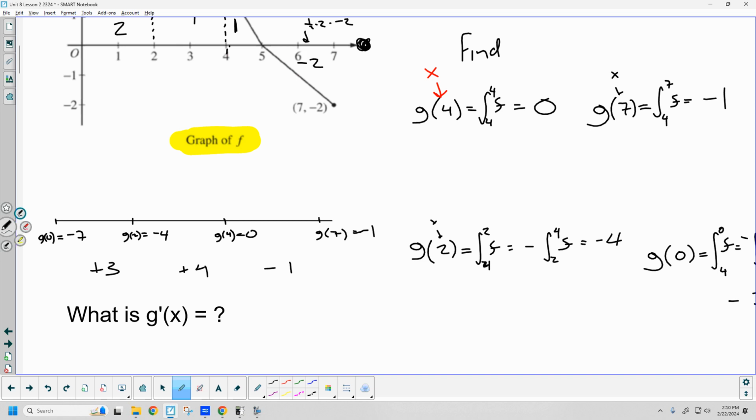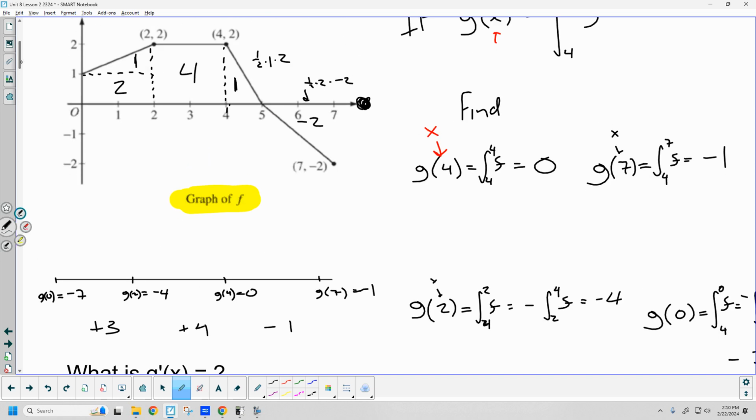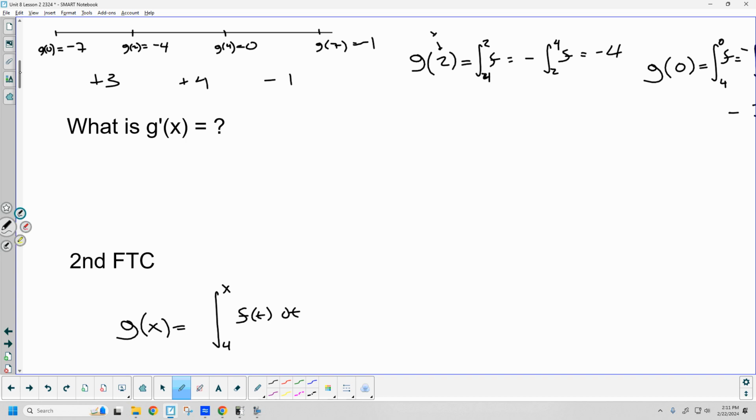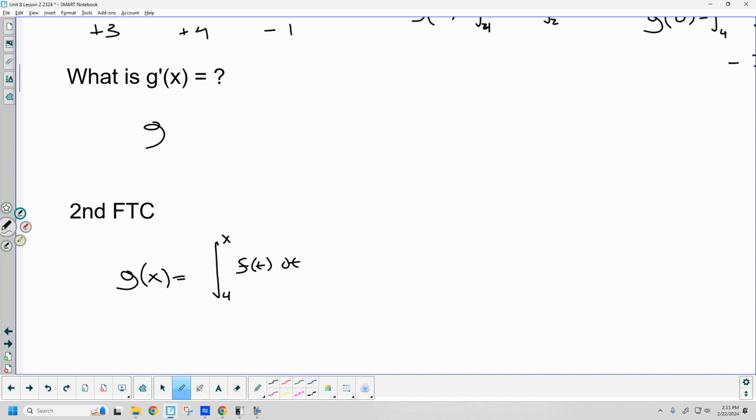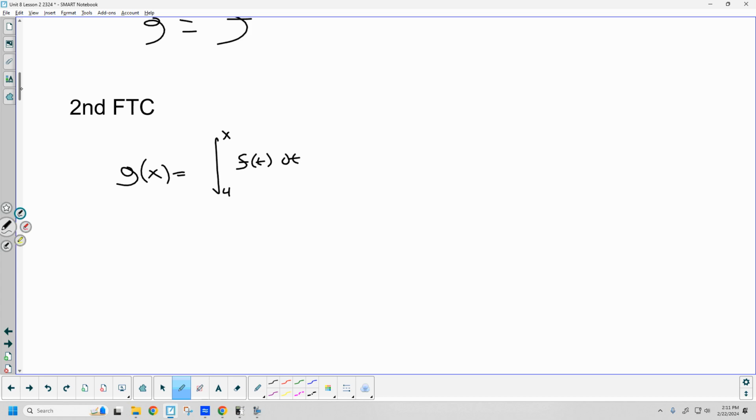What does this mean? This is a graph of something. The graph of F. But guess what F is equal to? Anybody? Yo! Did you guys really say that right off the bat? Because that's great. What is G prime? G prime is F.